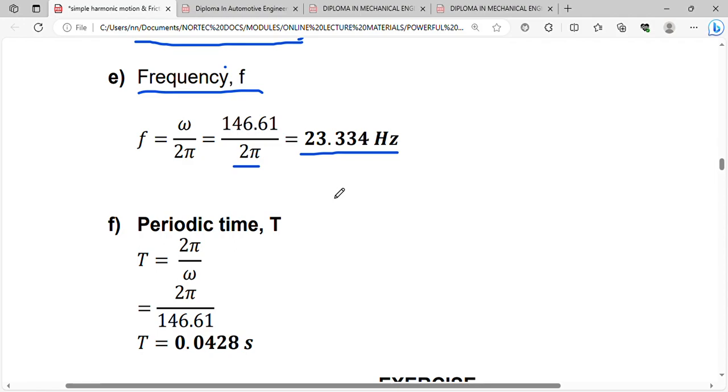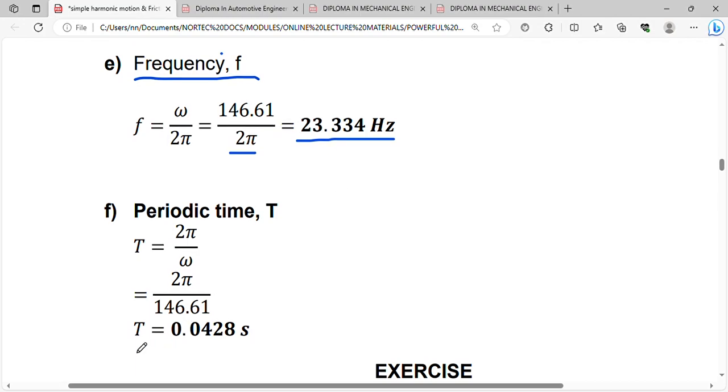So we're saying 2 pi divided by 146.61. How much time is it taking to complete one cycle? So when you divide, depending on the accuracy, that is the answer we should find, 0.0428 seconds. Of course, it means that in 1 minute, a lot of these cycles will be completed.